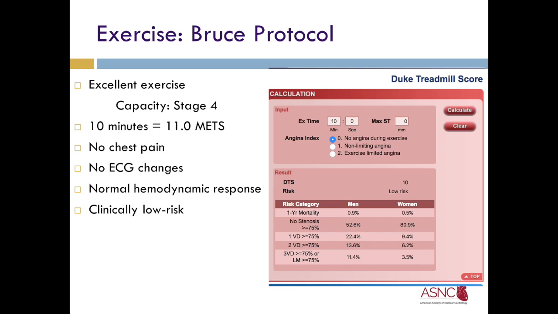pain, and if they do, does it limit or not limit their exercise. So for this patient, he did not have chest pain during exercise. And then the final thing we look for are EKG changes and the fact that he did not have ST depressions with exercise. All of this together giving the patient a Duke treadmill score of 10, which puts the patient at low risk.